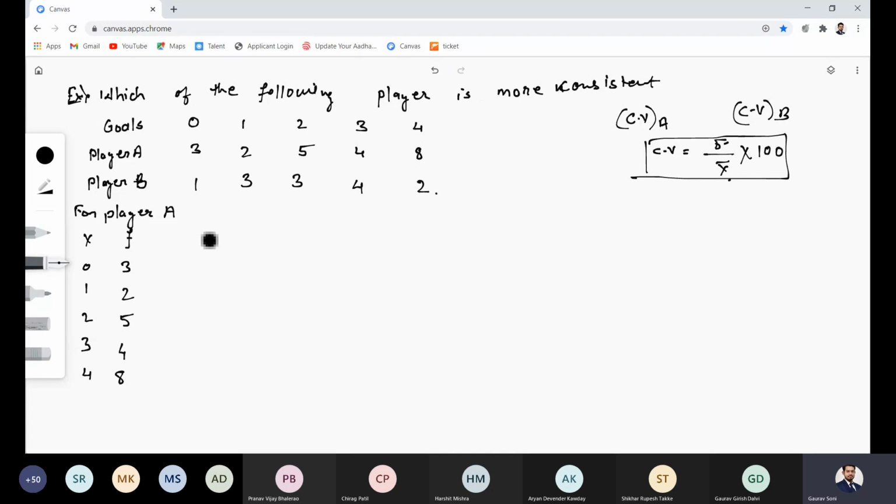Okay. And since I want to find the mean as well as standard deviation for this, I should have the column x into f and x square f in the picture. So summation f, 10, 5, 15, 19 and 3, to find out x f and x square f. Then I will do the same thing for player B.